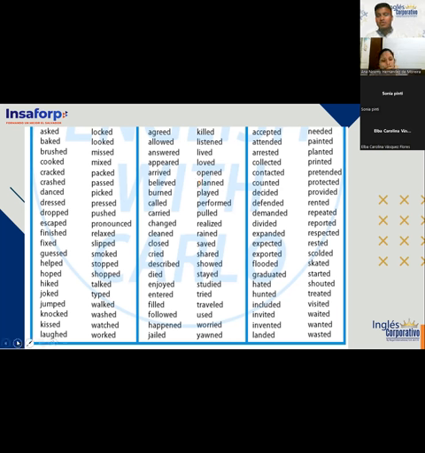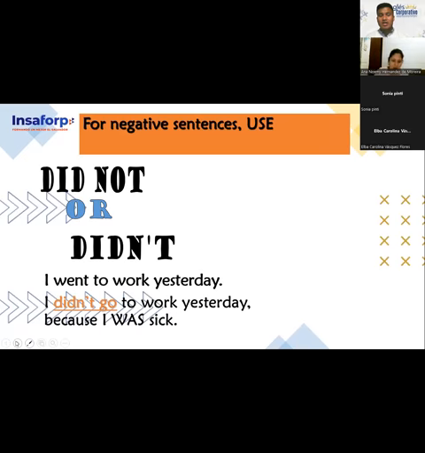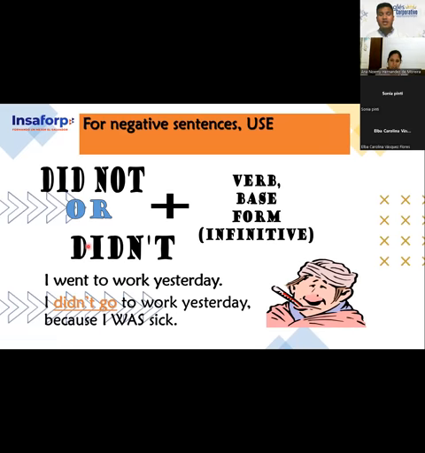All right, so if there's no other question, I'm going to move on to the last part, which is the negatives, just as a reminder. Yesterday, remember, for negative statements, we use the auxiliary did not, or didn't, the contracted form. When we use that auxiliary, we have to put the verb in the base form or infinitive. We have the example here. I went to work yesterday. I didn't go. As you can see here, we put the verb in the base form. So we cannot say, I didn't went. That would be grammatically incorrect. So we just have to remember that, okay?